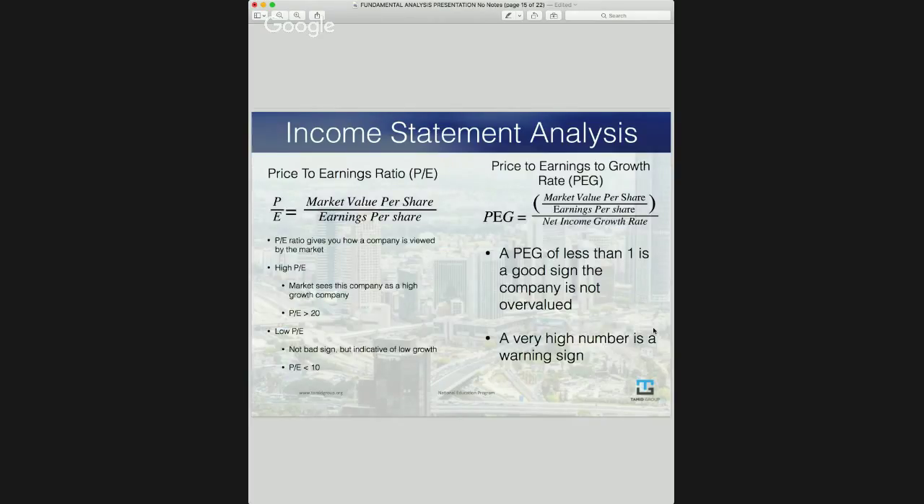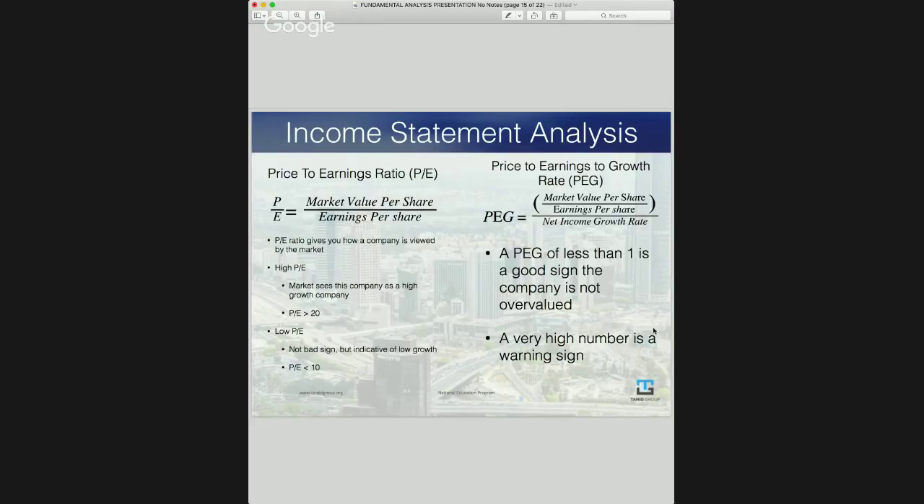So the next two numbers we're going to look at are the price to earnings ratio and the price to earnings growth rate. The price to earnings ratio is going to show you how a company is viewed by the market. A high price per earnings means the market sees the company as a high growth company. This would be a price per earnings greater than 20. A low price per earnings ratio is not a bad sign, but it's going to be indicative of low growth. If it's less than 10, it's going to be a Johnson & Johnson or a P&G or a GE or a Boeing corporation, a corporation that's seen a lot of its growth already, and it's not growing at an extremely fast rate.